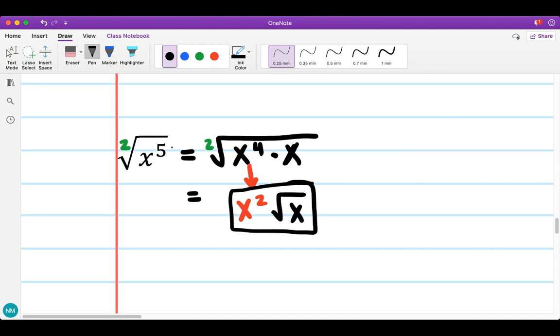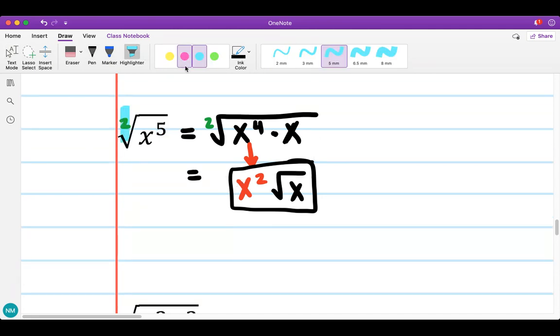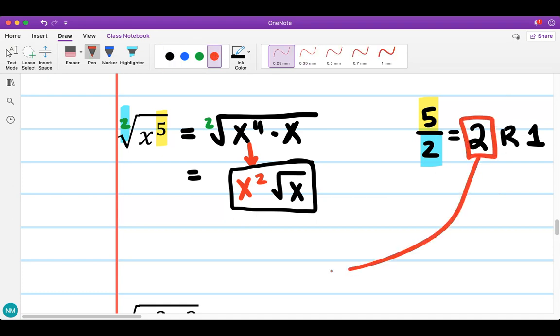Now look, again, 5, this 2, and this 5. If I divide 5 divided by 2, and I'll keep the color code to make sure you guys see the pattern, 5 divided by 2. How many times does 2 go into 5? Twice. What is the remainder? 1. 2, and this is a 1 inside. So therefore, there's your 1.